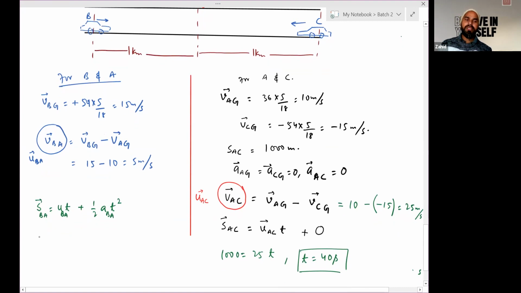As we have separation between them is 1000, equals initial velocity 5, time is 40, half acceleration we have to calculate is 40 squared. This 2 will cancel out this. So if you simplify it, 1000 minus 5 into 4, it will be 200, is equal to 800 times A. So A will be 1 meter per second squared.